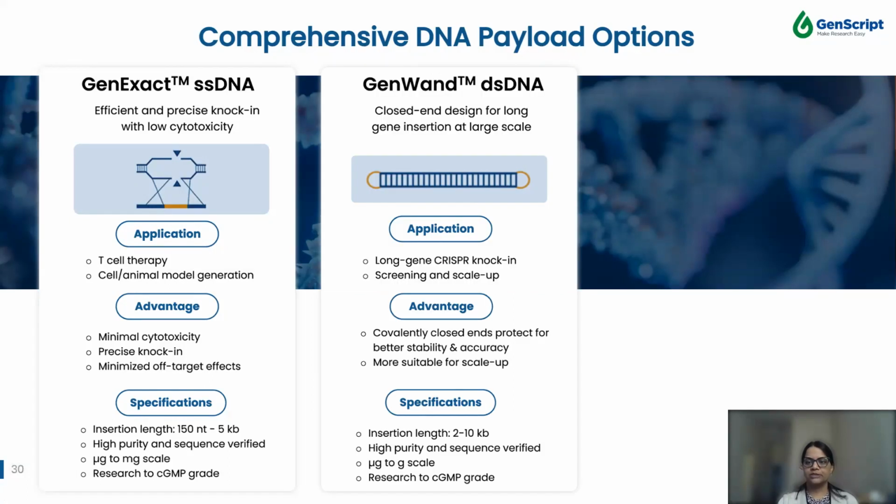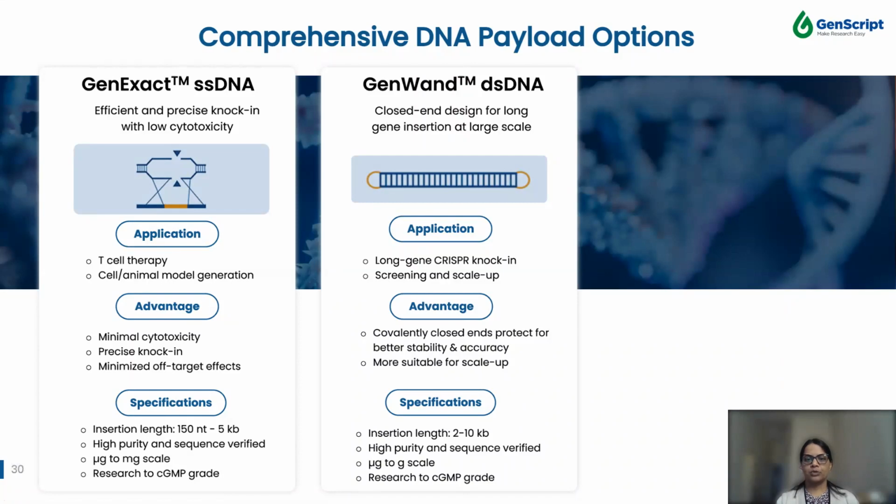The second option is double stranded DNA, with covalently closed ends of linear DNA, which enhances stability and reduces the risk of non-homologous end joining, and therefore improves the accuracy of knock-in also. It's also ideal for large-scale screening and process optimization and can be used in cell and gene therapy.